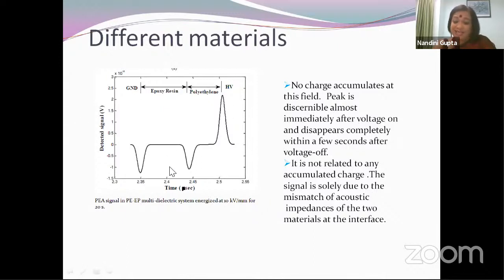We see this signal because of the difference in acoustic velocities, or the difference in velocity of the acoustic wave through the different materials. So even if there is no charge, just because there is a discontinuity, you see this. So here you are being able to detect the interface and not the interfacial charge by this peak.